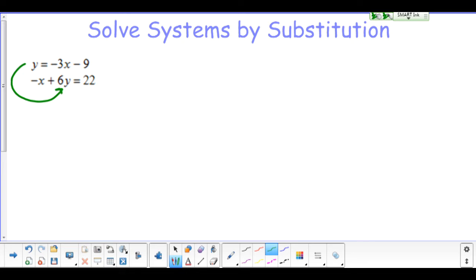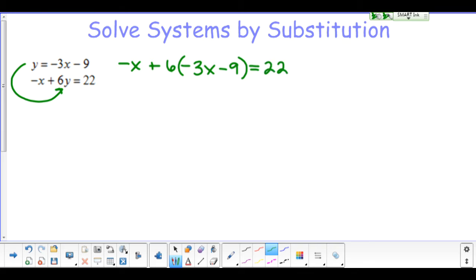variable. So what I'm going to do is take this very first equation and substitute it in for the y in the second equation behind the 6. So I'll have my negative x plus 6, but instead of writing y, it gets replaced with the negative 3x minus 9, since that's what y is equal to. I can finish off that equation by writing equals 22.